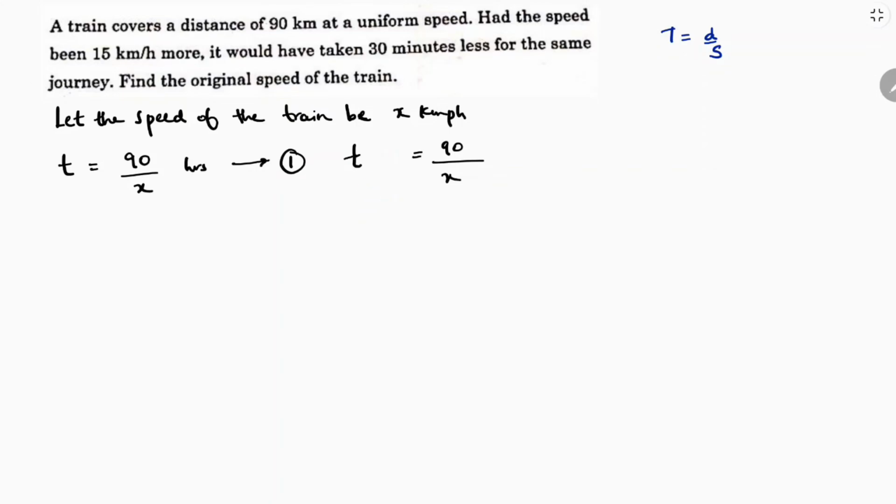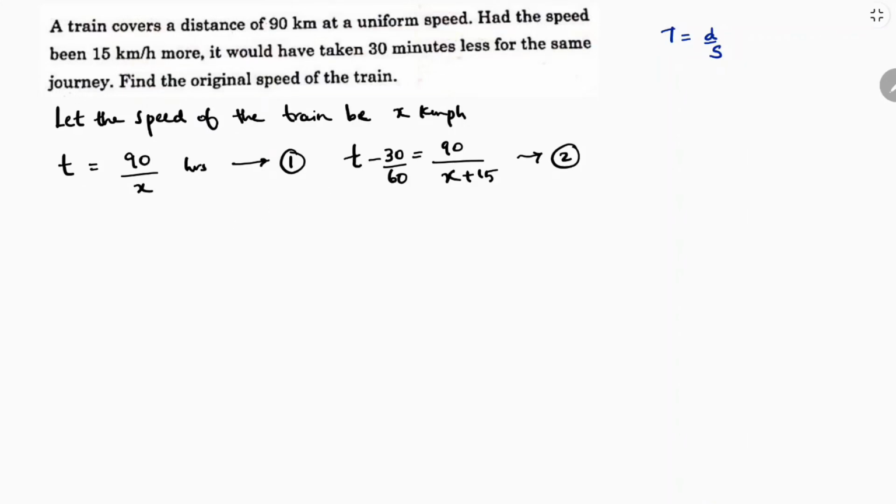Based on the question, they told us, had the speed been 15 kilometers per hour more, then it would have taken 30 minutes less. Time is reduced by 30 minutes, so 30 by 60. So this is equation 2. Now this t value I'll substitute over here and solve. I'll get a quadratic equation, then I'll factorize.